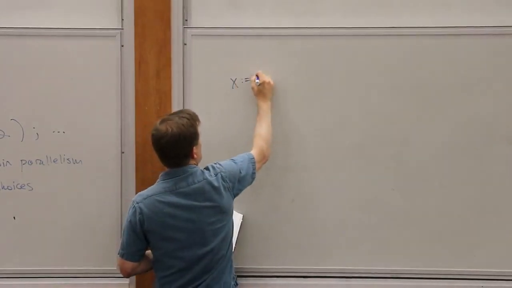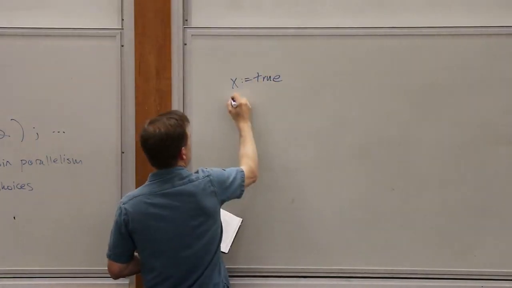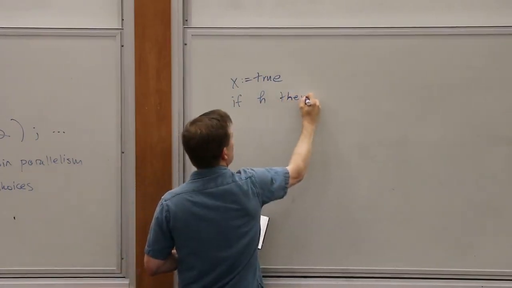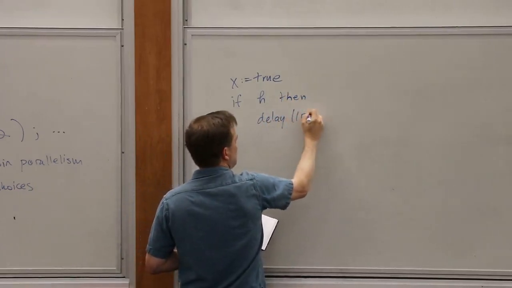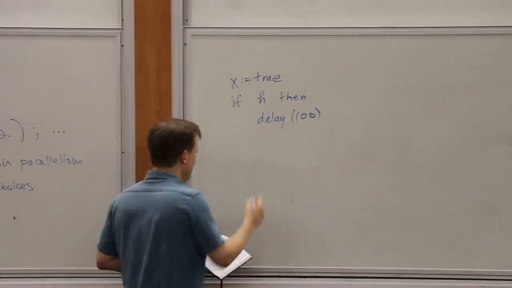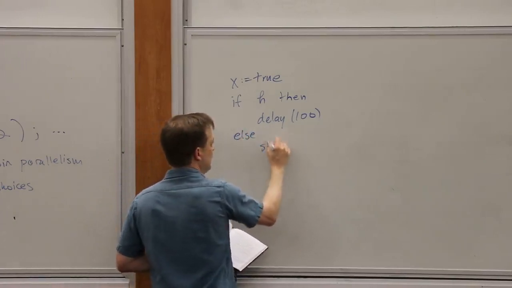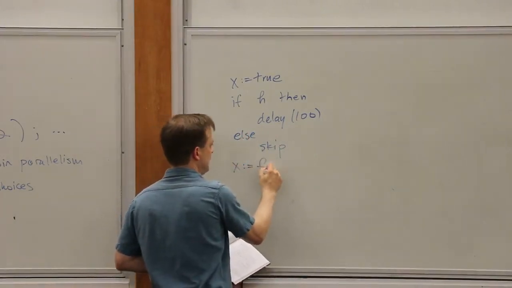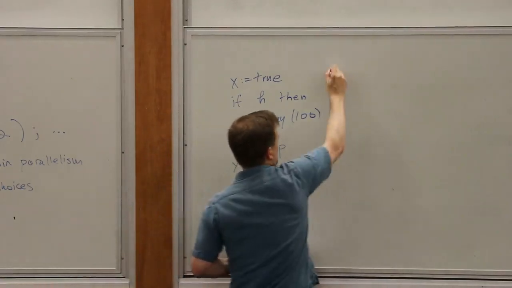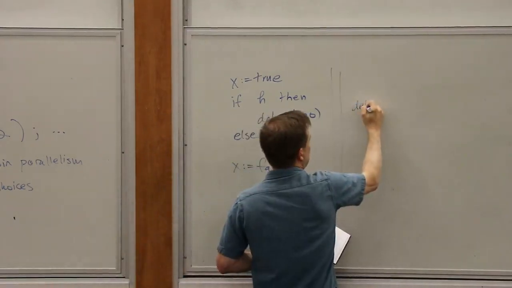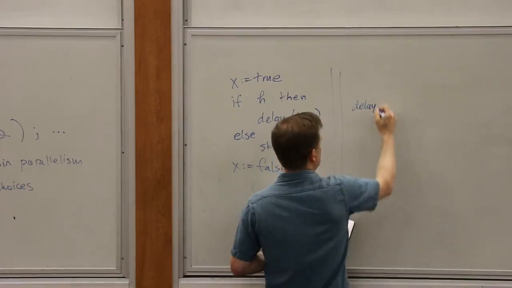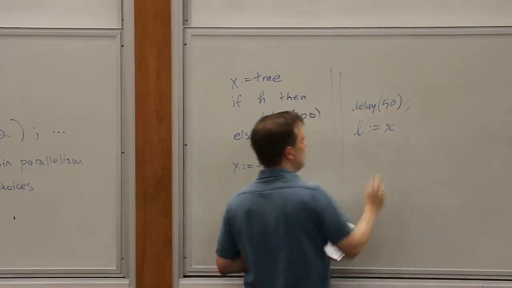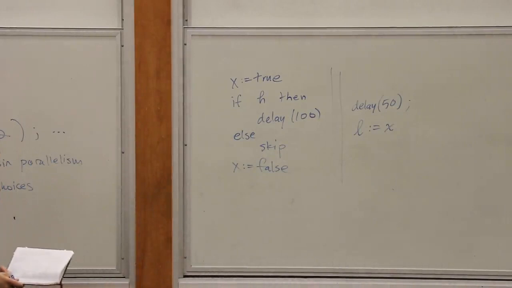Suppose we say x gets true, and then if some variable h is true, then we'll do some long computation. We'll delay for 100 steps. And otherwise, we'll skip. So if h is false, we'll drop right through, and we'll set x to false. And then in parallel with all of this, we will delay for 50 steps. And we will set our low variable, our public variable, L, to the value of x.